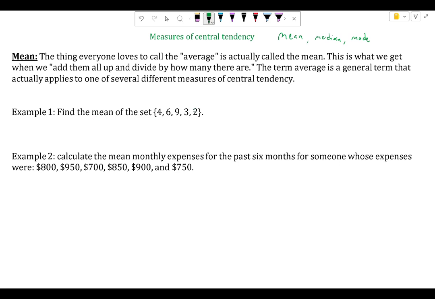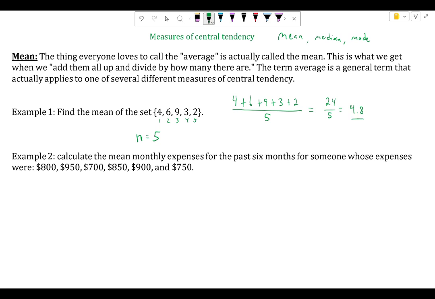We have 4, 6, 9, 3, and 2. To find the mean, we will just add up all of the data values and then divide by the number of data values that there are. So there are 5 data values, we will divide by 5. We actually call this the n value. This is supposed to be a lowercase n. So n is 5. So we'll just add at the top. 4 plus 6 is 10, plus 9 is 19, plus 3 is 22, plus 2 is 24, divided by 5 is 4.8. So the mean is 4.8.